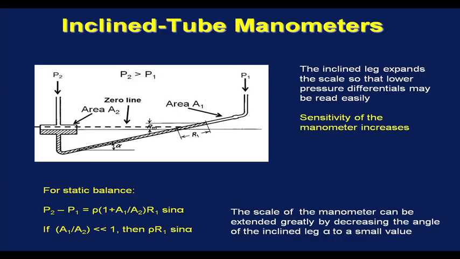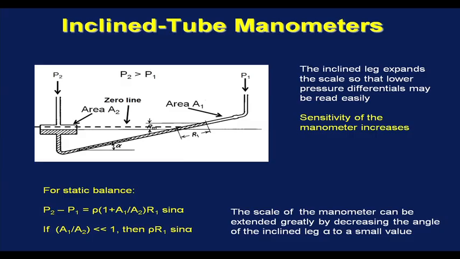Imagine we are using a U tube manometer to measure pressure differential between P2 and P1, where P2 and P1 are not widely different. That means we are measuring a low pressure differential. Under this circumstance, the H, that is the difference of liquid level in both the limbs, will be very small. In fact, depending on the pressure differential, it can be so small such that it becomes extremely difficult to read. So, to overcome this, what we can do is we can incline one of the legs of the U tube manometer.